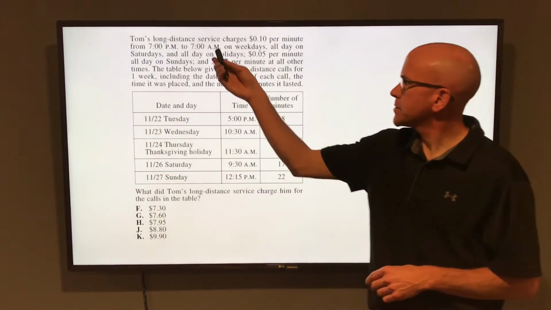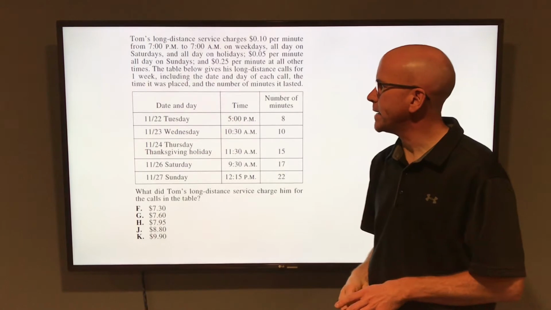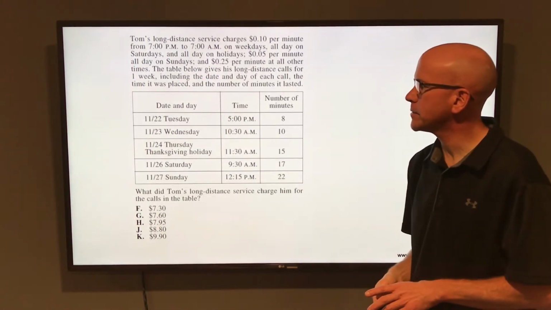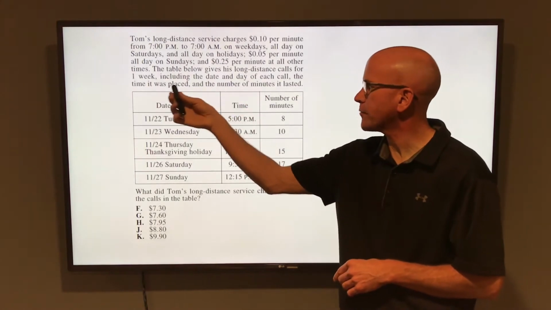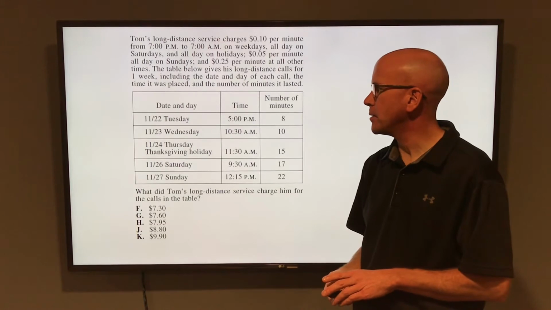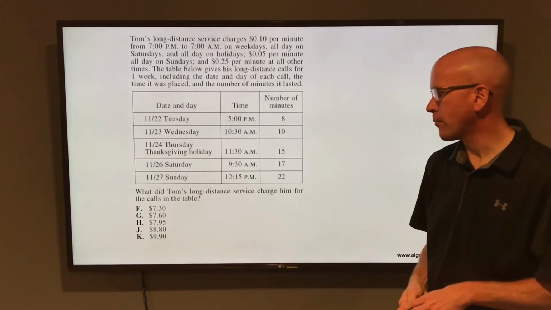Tom's long distance service charges 10 cents per minute from 7 p.m. to 7 a.m. on weekdays, all day on Saturdays, and all day on holidays, 5 cents per minute all day on Sundays, and 25 cents per minute at all other times. The table below gives his long distance calls for 1 week, including the date and the day of each call, the time it was placed, and the number of minutes it lasted. The question is, what did Tom's long distance service charge him for the calls in the table?